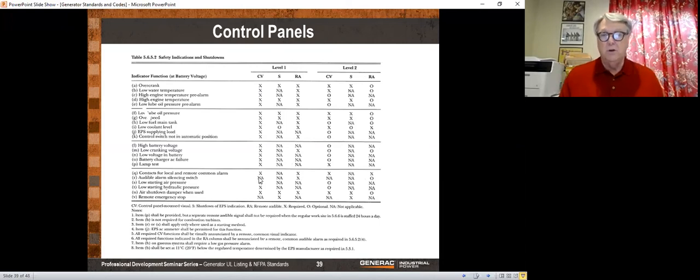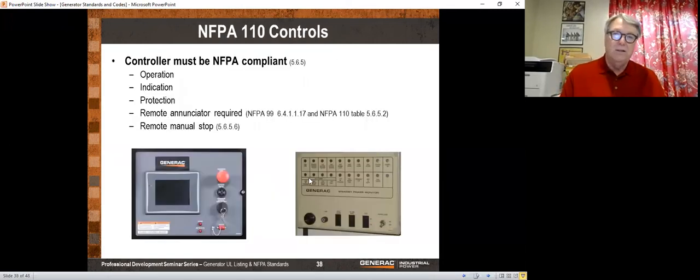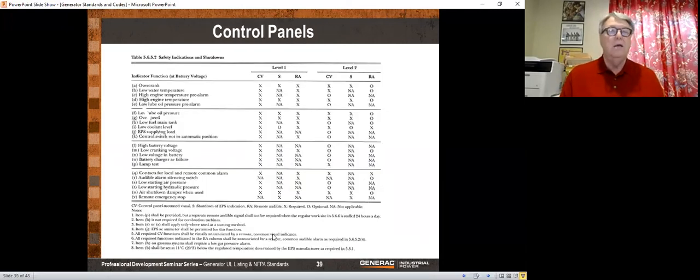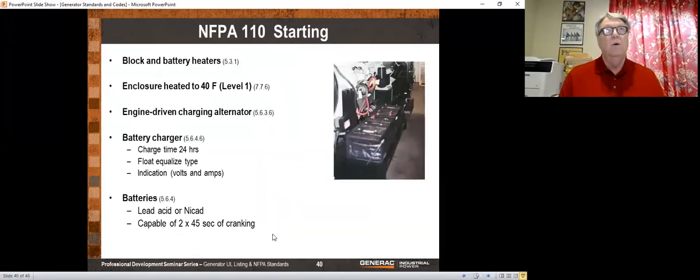Actually, this list determines what's on these lights here on the remote annunciator. And anytime you get an NFPA 110 control panel, it must contain all of these items, and all manufacturers will base their control panels on NFPA 110. Block and battery heaters. Block heaters are needed for diesel because you need to keep that engine warm. They're not necessarily needed for natural gas or propane, but they may be required by standards.